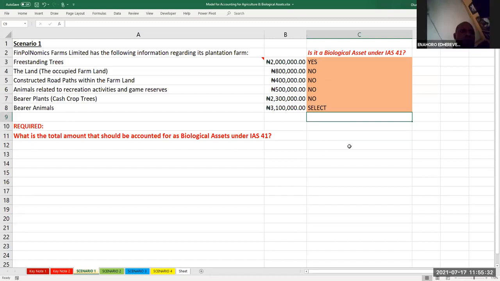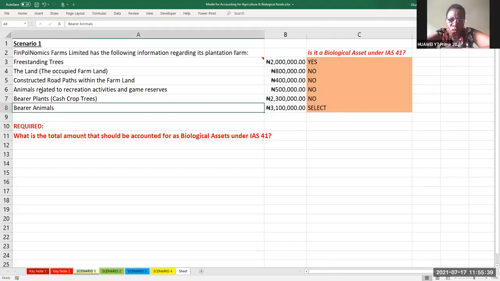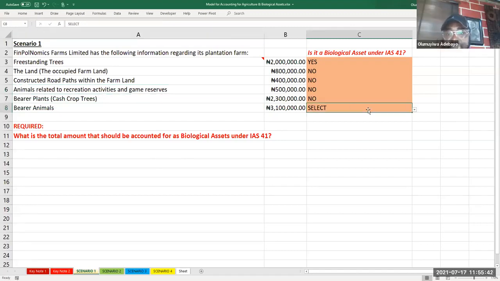Bearer animals. Yes. Animals, yes. Animals different from animals related to recreational activities? Bearer animal, okay, what is a bearer animal? They are animals for game. No, bearer animals are animals that are meant for production of others, procreation. Like when you have a farm or land for rabbits, you create more rabbits. Hence, that is yes.